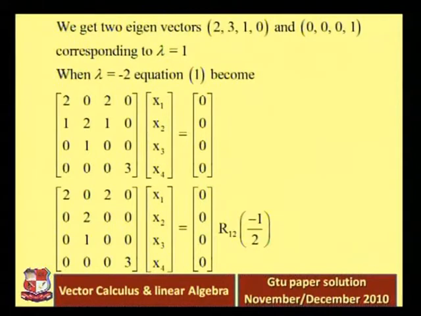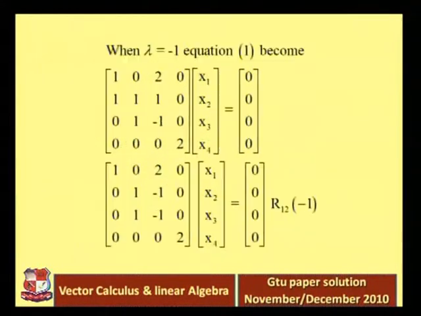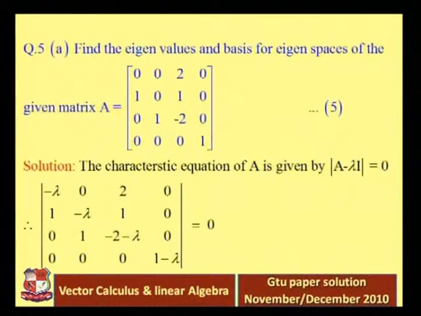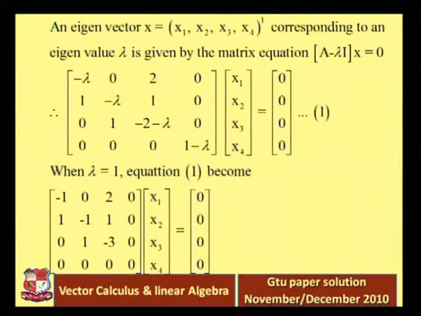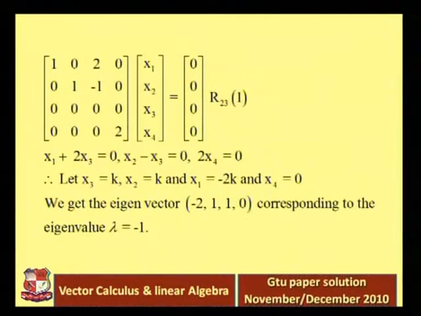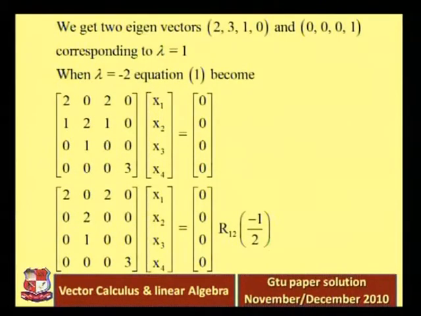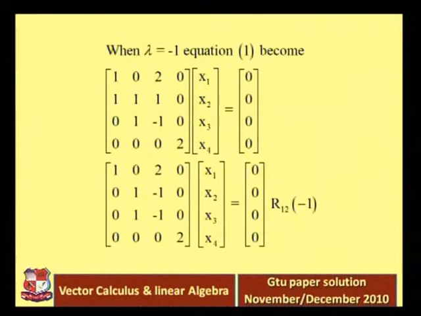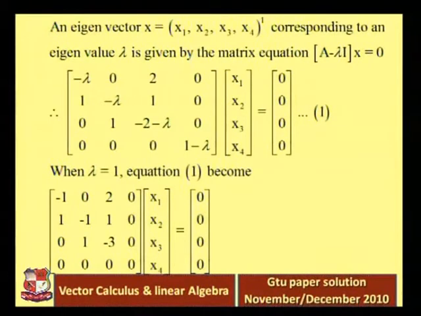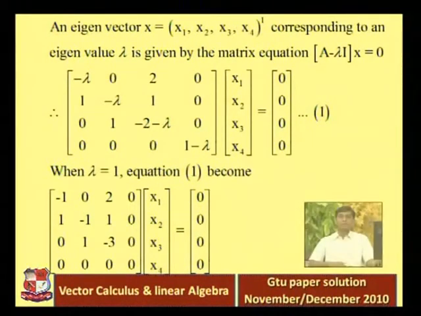Now when lambda is equal to 2, we put lambda is equal to minus 2 in equation 1, and you will get the first row 2 0 2 0, the second row 1 2 1 0, then 0 1 0 0, and then 0 0 0 minus 1.